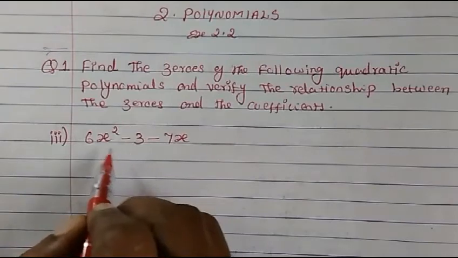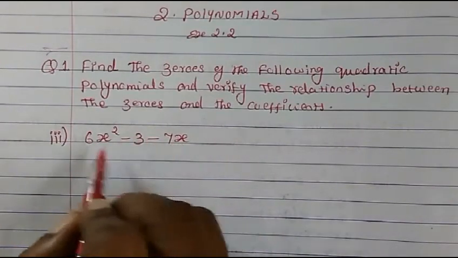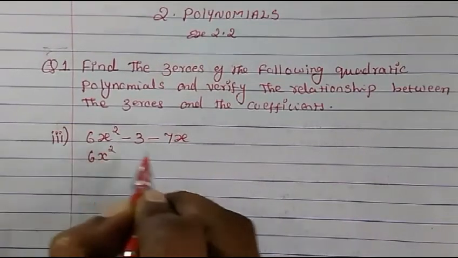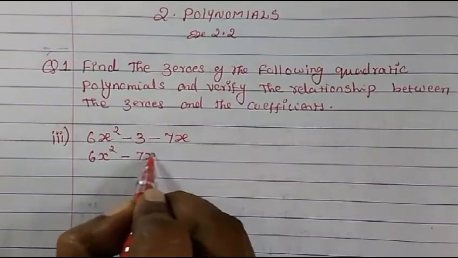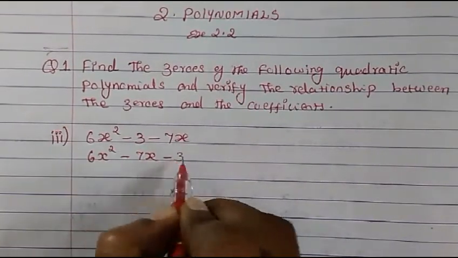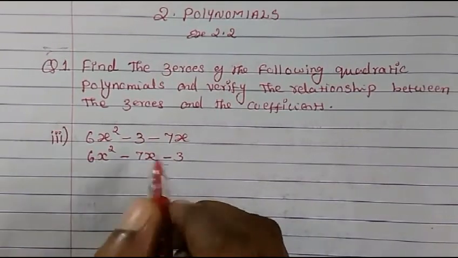First of all, if you see here, this is not in standard form. So you have to first convert this into standard form. Let's write it down in the standard form. This also I have taught you. So 6x square, then the x will come, then the constant will come here. Now this is in standard form. So now let's do it quickly.